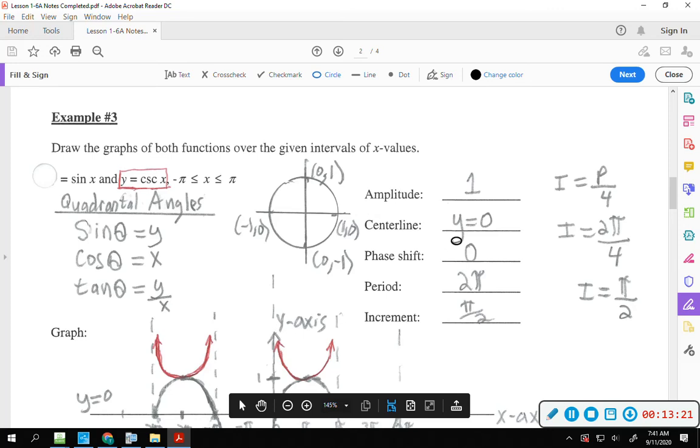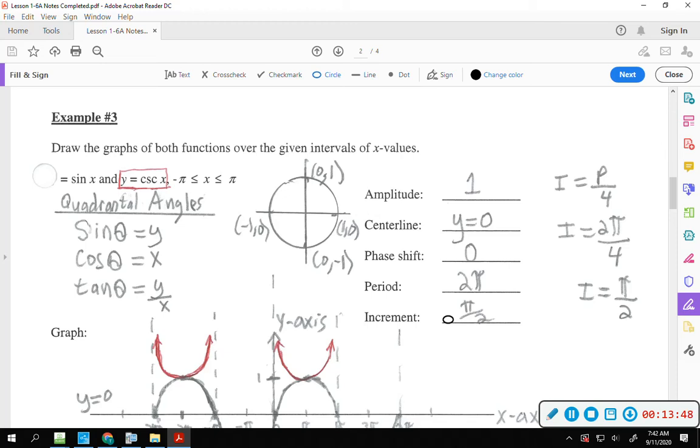What I think is more important is that you can identify these, that you know what the amplitude is and how it's impacted. You know what the center line is. You know what the phase shift is, and that's the horizontal shift left and right. You know how to deal with the period. The standard period of sine and cosine is 2 pi. And this increment here I will explain as we go.